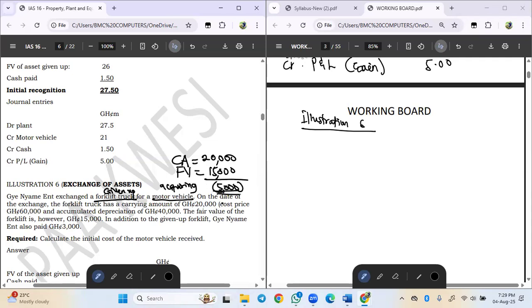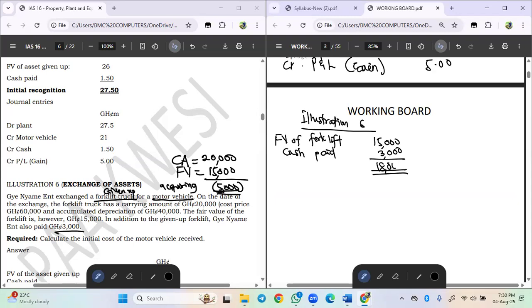So you get to the entry. In addition to giving up the forklift, Dynamic also paid extra cash of what? 3,000. So this is what you are going to do. First of all, we are going to measure the motor vehicle, the one we are acquiring, at the fair value of the asset given up. So the fair value of the forklift was 15,000. And the cash that they paid is what? 3,000.